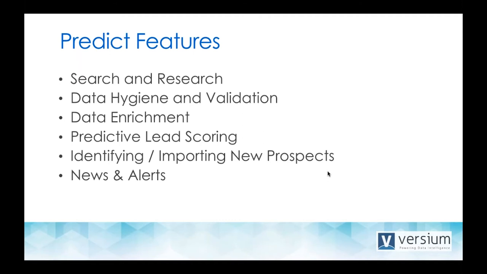The features deployed within the CRM, or within Predict as it is launched into the CRM, include the ability to search and research businesses as well as consumer targets, and to cleanse the data that exists within the CRM. That is an important factor, considering 30 to 40% of enterprise data within the CRM is frequently unusable, old, or outdated, so the data hygiene process allows the validation of information that's already in the CRM.